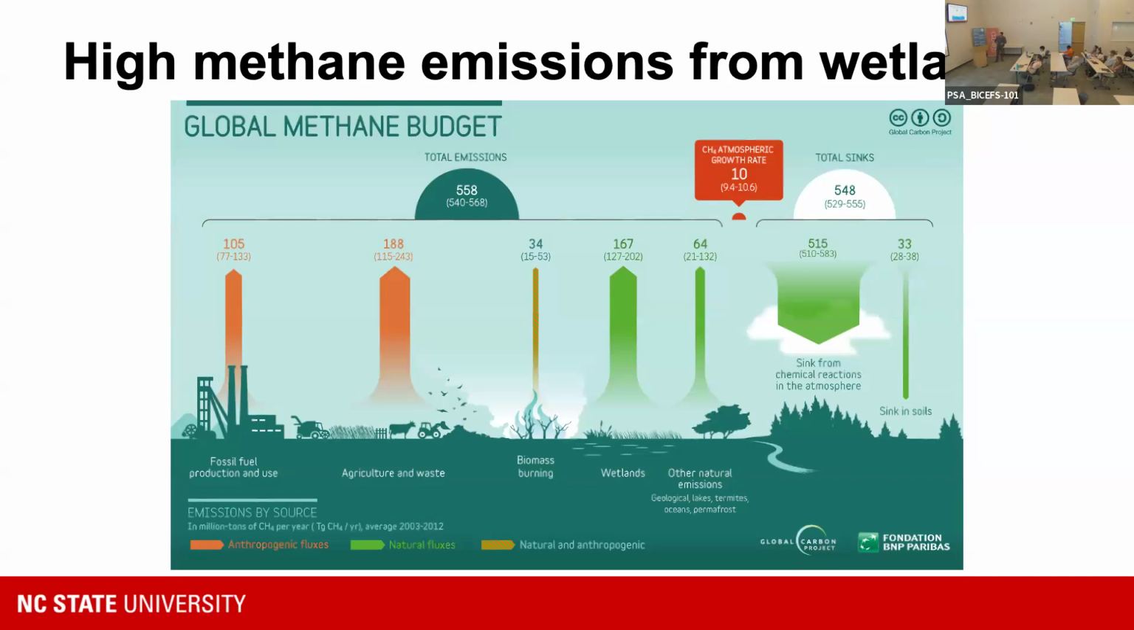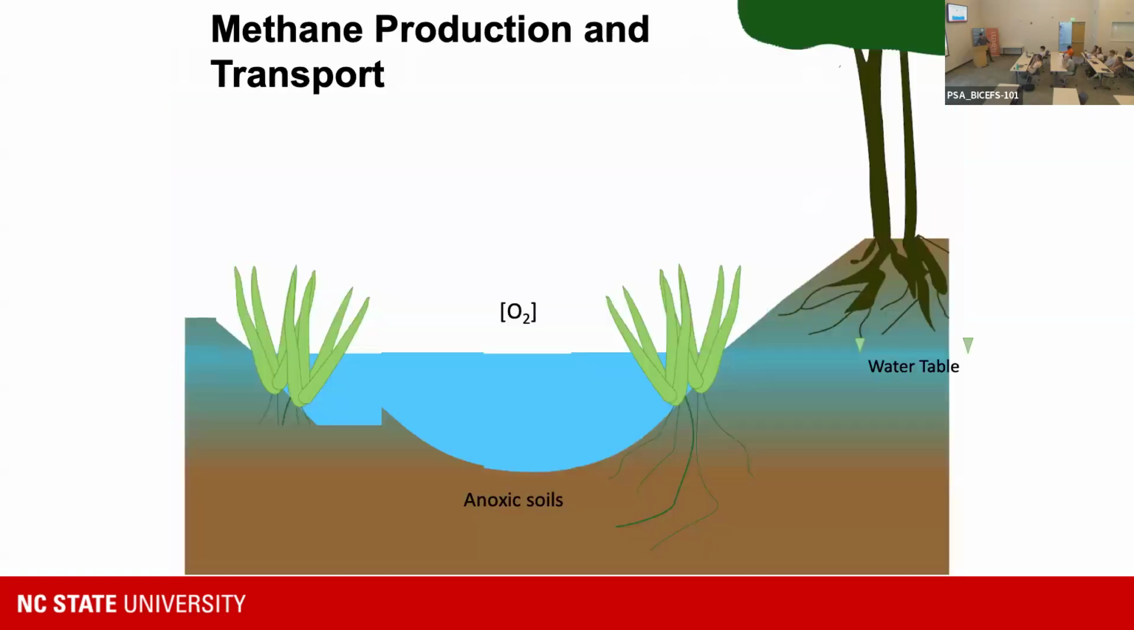Another important feature of this plot here is the uncertainty on the methane flux, right? These numbers in parentheses are the bounds. We really don't know to a great degree how much methane these wetlands are emitting. And so that's where our research comes from. We need to better constrain those fluxes.